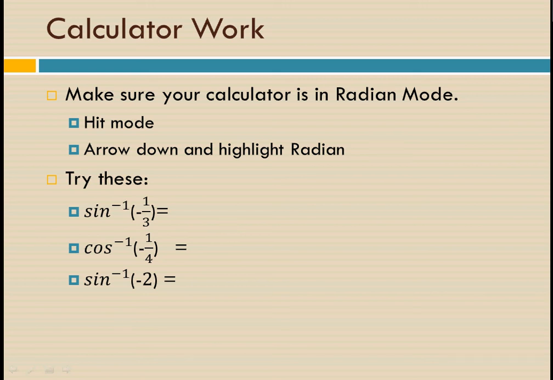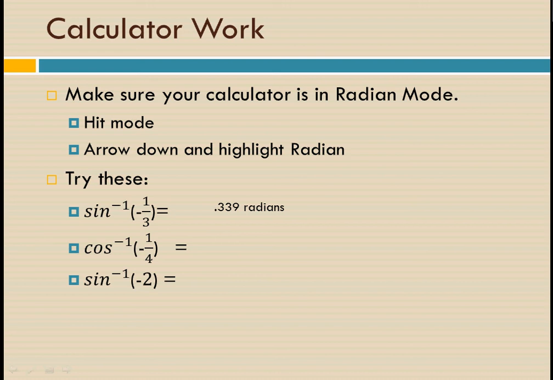Do sine inverse of negative 1/3. To get the sine inverse button, it's above the sine. So it's a yellow function, so you have to hit the yellow second button first, and you'll see sine inverse pop up. Sine inverse of negative 1/3, and you should get 0.339 radians. Okay, you're getting the angle. What does that mean? It means an angle of 0.339 radians has a sine of negative 1/3.